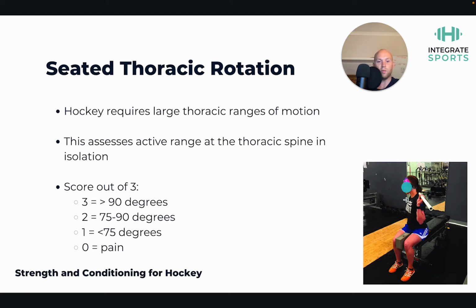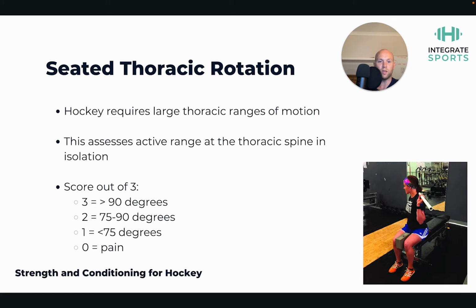75 to 90 degrees, which is roughly the position that this athlete's in here, would be a 2, and then less than 75 would be a 1. So that would be quite limited in terms of thoracic rotation. If there are limitations in thoracic range, often what happens is you start to get compensations in terms of lumbar issues. There's more stress placed on the lumbar spine if you can't rotate through the thoracic, and you often get things like shoulder-related pathologies as well.